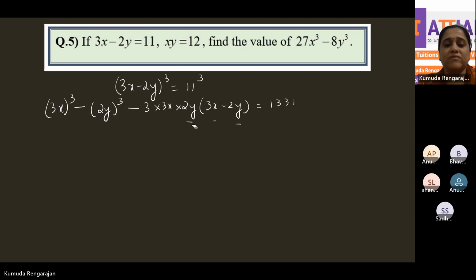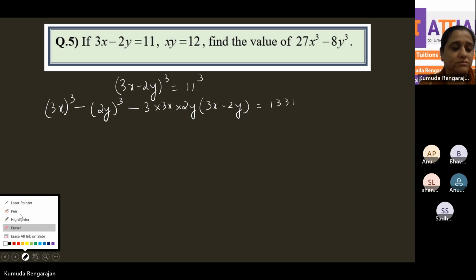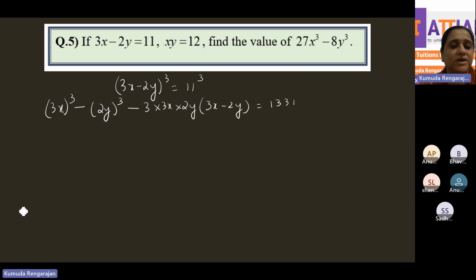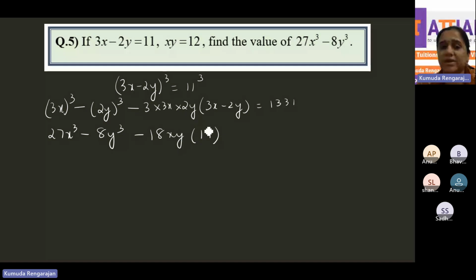Then after this, what is 3x the whole cube? 3 cubed is 27, x cubed, minus 2 cubed is 8, y cubed. Then minus 3 3s are 9, 9 2s are 18, 18xy into what is the 3x minus 2y value? 11. 3x minus 2y value is 11, is equal to 1331. In the next step, 27x cubed minus 8y cubed.